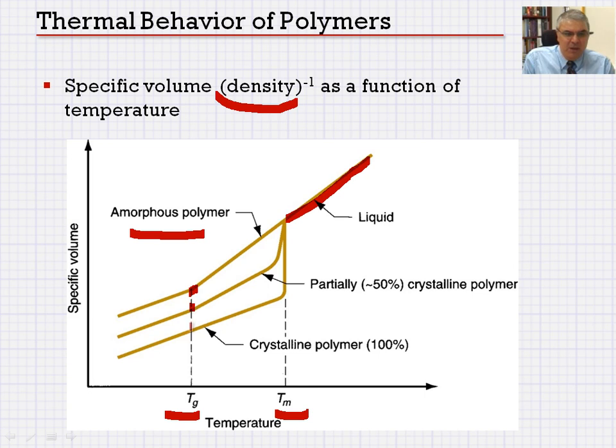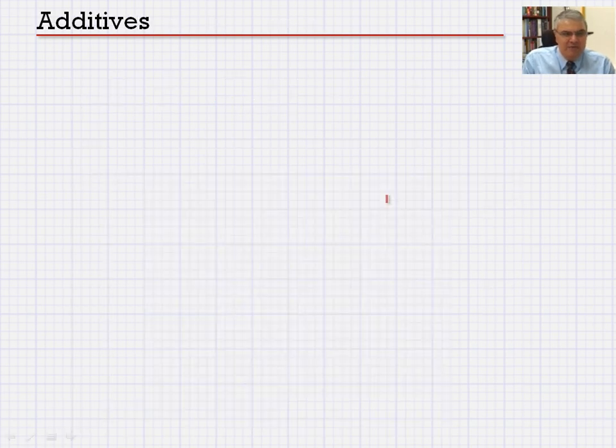So these are the regions of increased density, because specific volume is defined as an inverse of density, 1 over density. So increased density means lower specific volume. And that's what really this graph is all about.